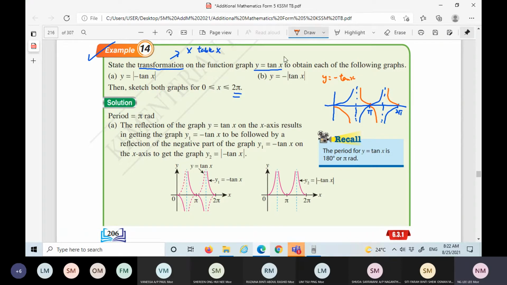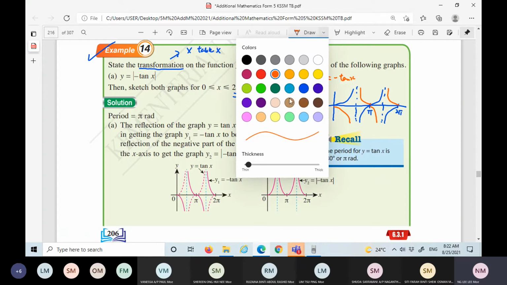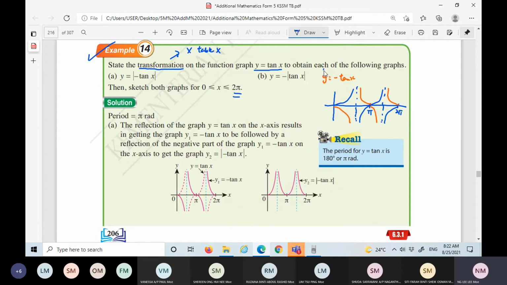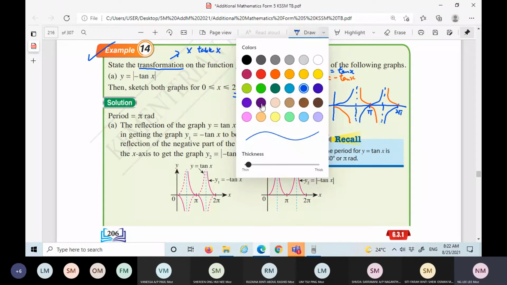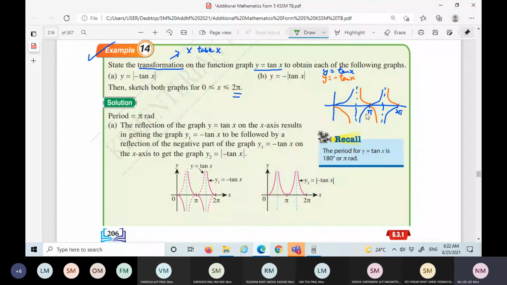Just now the blue is this. So this is the first one, second one, and now we come to the third one. The third one is with the modulus. Now I use green. The third one is with the modulus from the red one. Modulus means the negative one will go to positive, then the positive one remains.